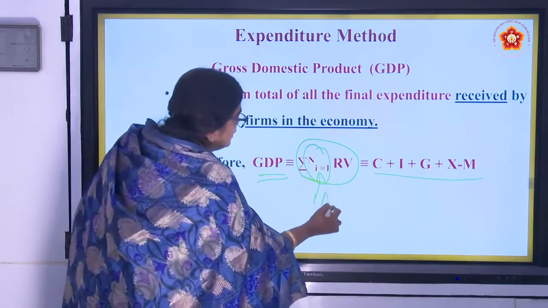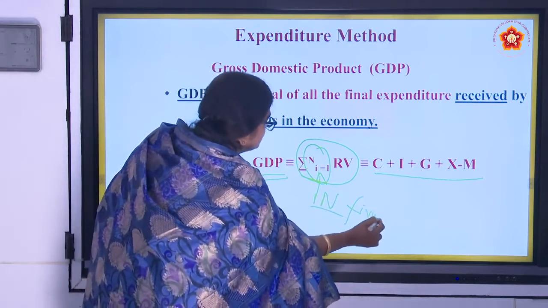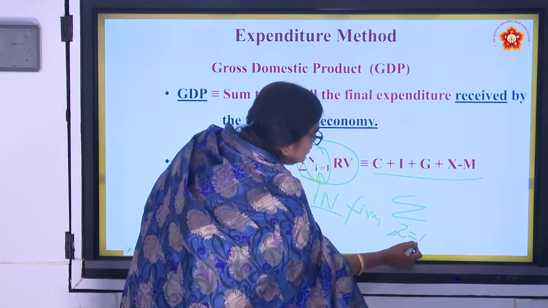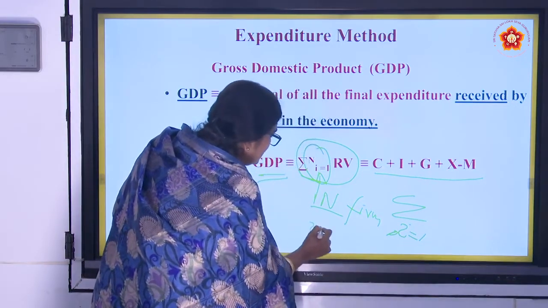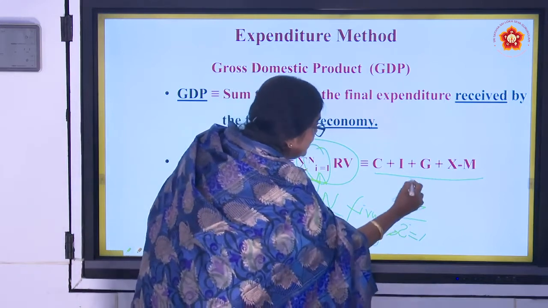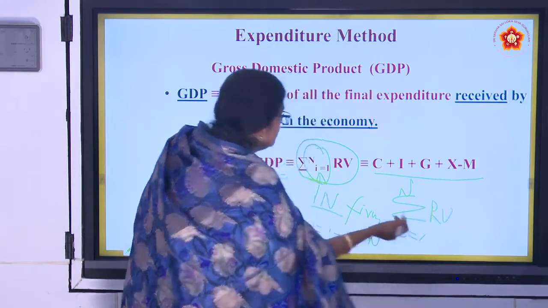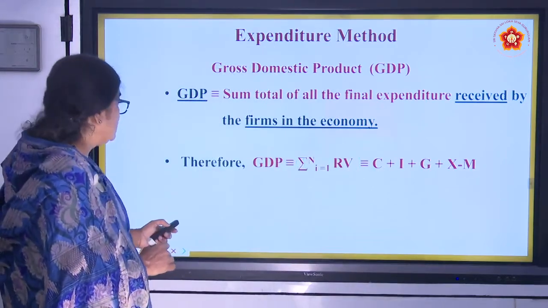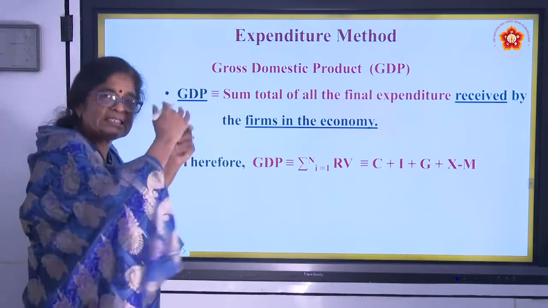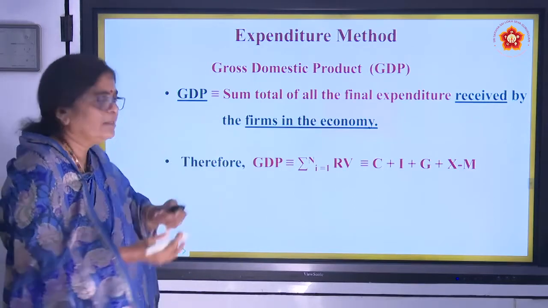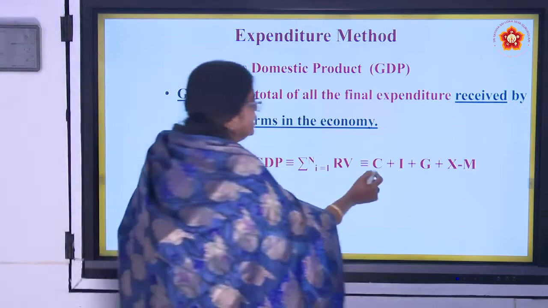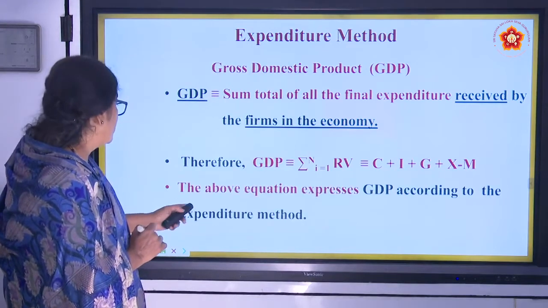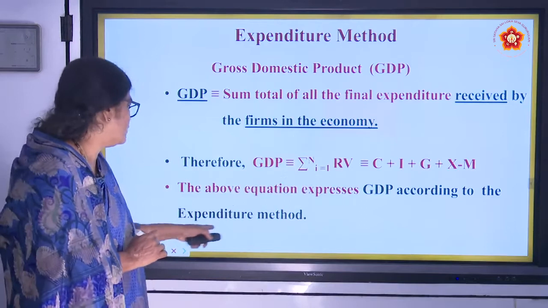What is our economy? It consists of N firms. That's what we are writing. Summation of i, the variable number of firms may vary between 1 to N. Therefore, revenue earned by all the firms is equal to expenditures of all the sectors. I hope you understood the concept: one side is spending, the other side is receiving. The spending side will be called expenditure, the receiving side will be called revenue. And then the above equation expresses GDP according to the expenditure method.